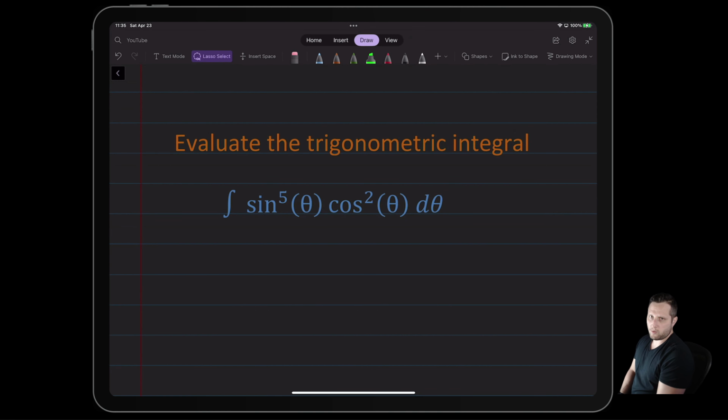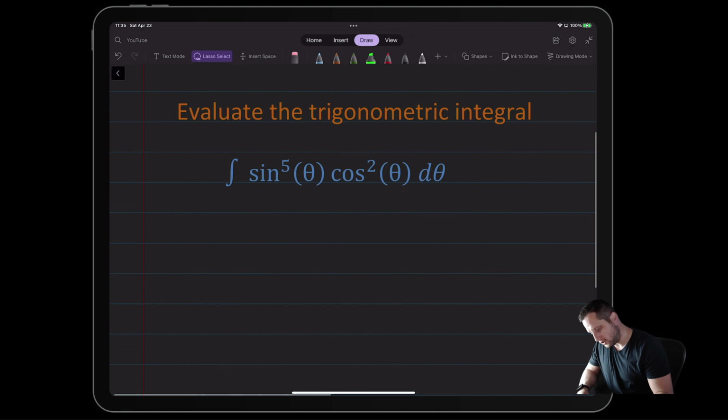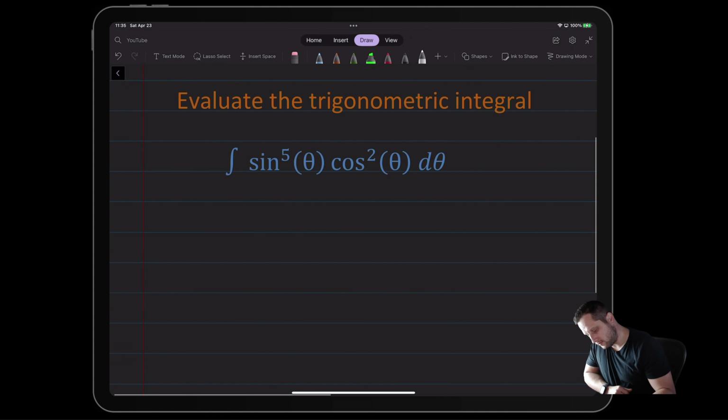In this video, we are going to be evaluating the trigonometric integral of sine to the fifth power times cosine squared d theta. So to get started, the first thing that you're going to want to do is use one of your trig identities.